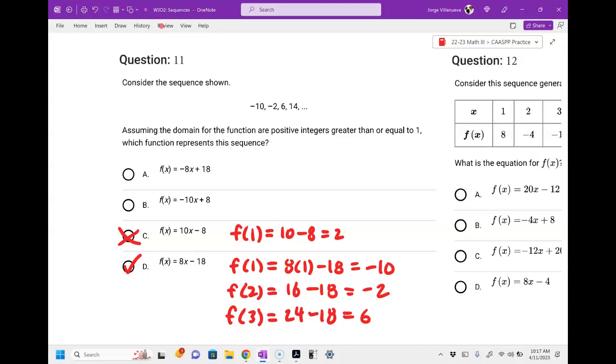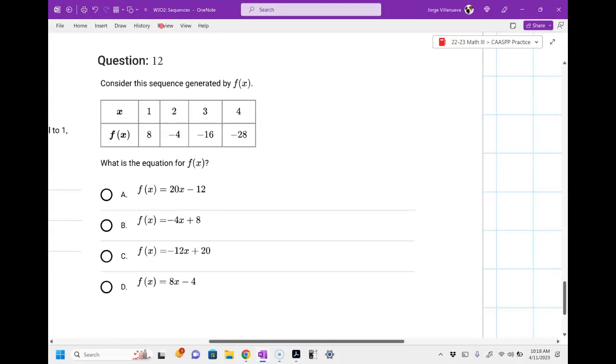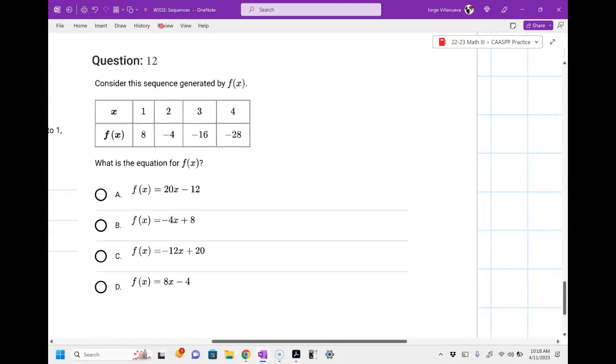All right, so here we go. Last one for you guys, and then you can work on the rest on your own. Consider this sequence generated. Here's a table. Which equation is f of x? This one's not asking us where did it start like the other one. This one's saying which one represents this equation.